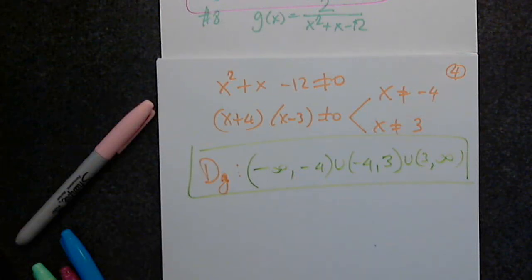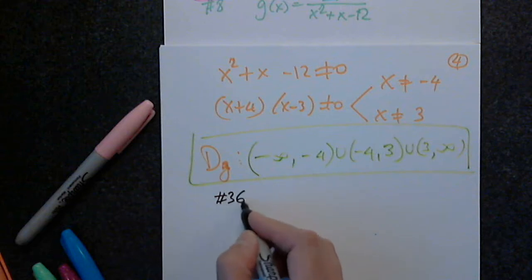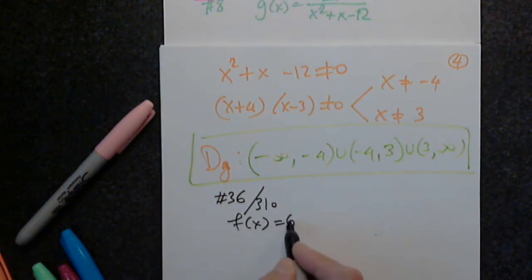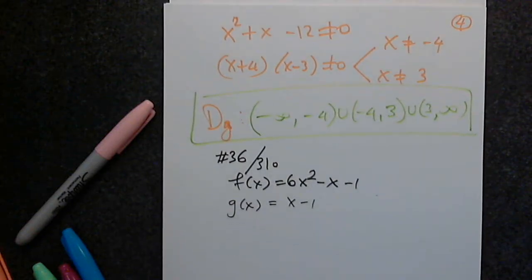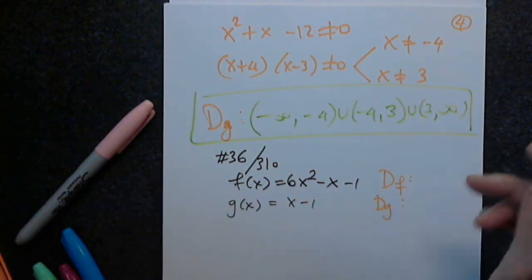Great job. Okay, so now let's say we are given two functions. For example, 36 on page 310, and f of x equals 6x squared minus x minus 1, and g of x equals x minus 1. We're asked to find four functions, the sum, difference, product, and ratio, and their domain. Can anyone give us the domain of f, and can anyone give us the domain of g?